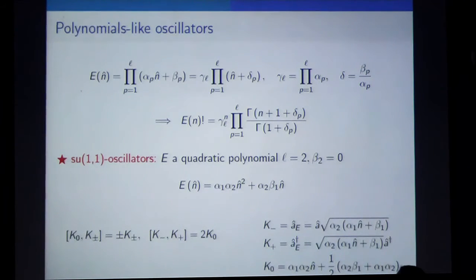The only condition on the E function is that it has to be non-negative. Then we can choose it as a polynomial of L degrees, just like this. After some calculations, we found that the E n factorial is given like this. These polynomial oscillators are interesting because we can recover the conventional oscillator algebra, and also we can recover, for example, the SU(1,1) algebra if we choose these parameters, and the E function is now given like this.